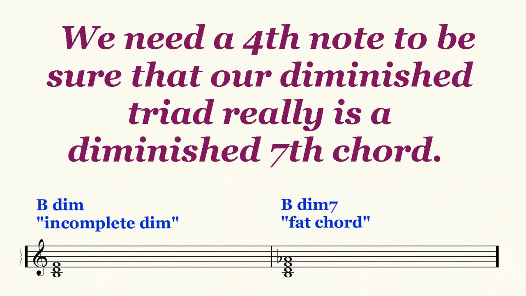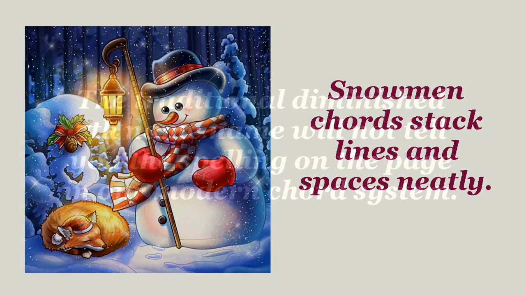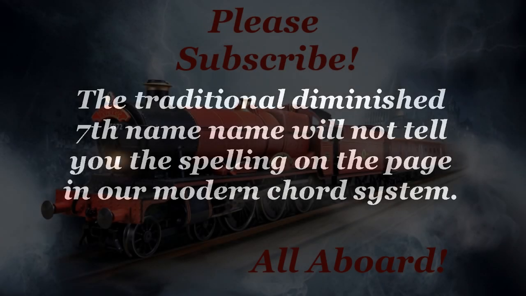So here are the important points to remember. The diminished 7 chord got its name by adding a 4th note on the top of a diminished triad and then spelling the whole chord as a snowman chord. But this traditional name will not tell you its spelling on the page, so be ready for it to have various looks in the way it is notated. And most of all, remember that the spelling is chosen by what the next chord is going to be.